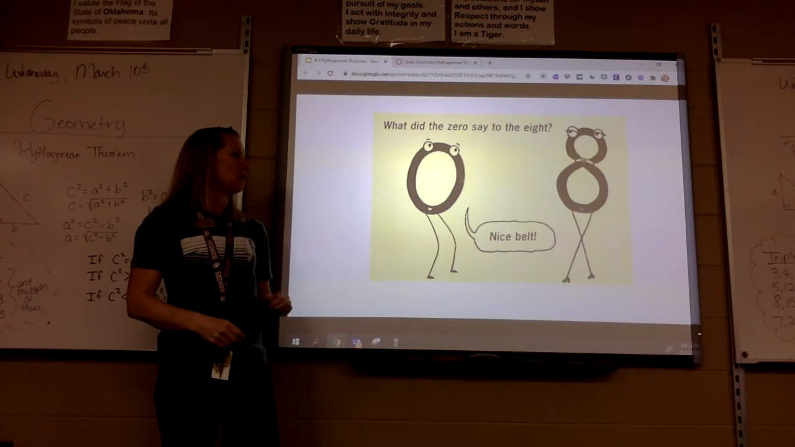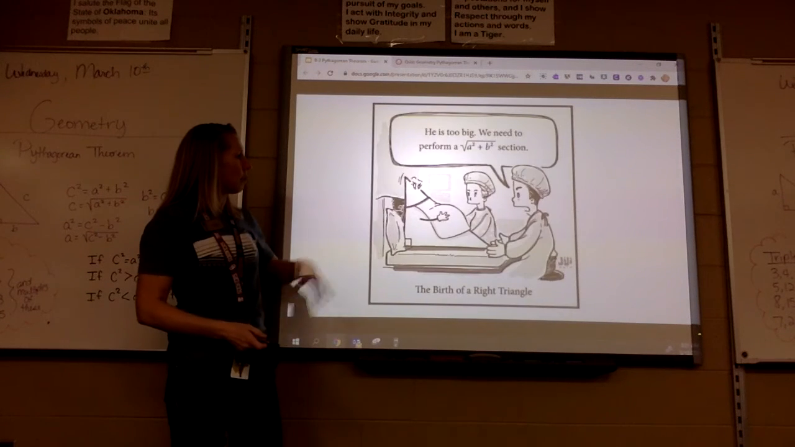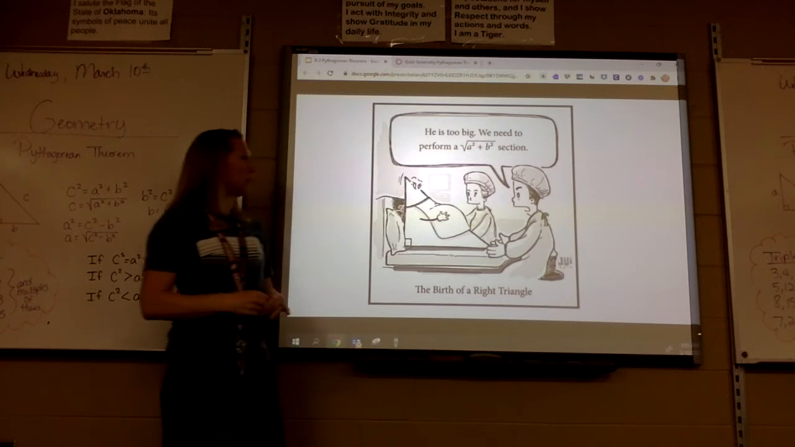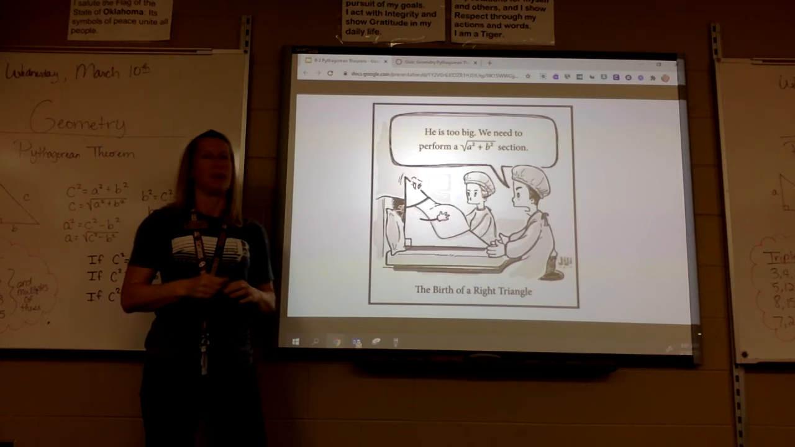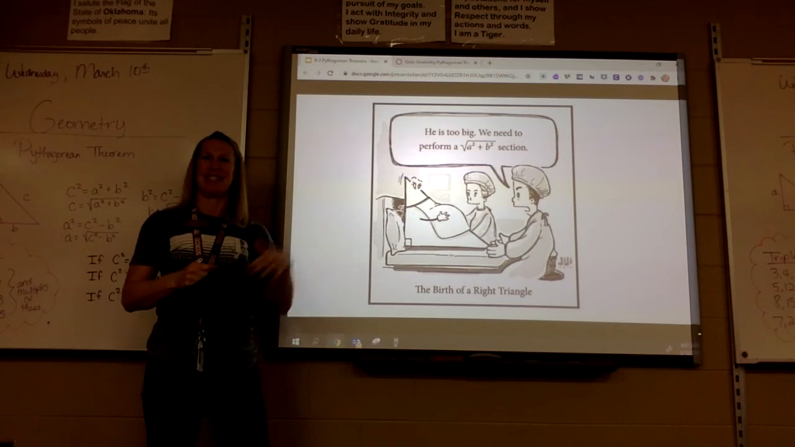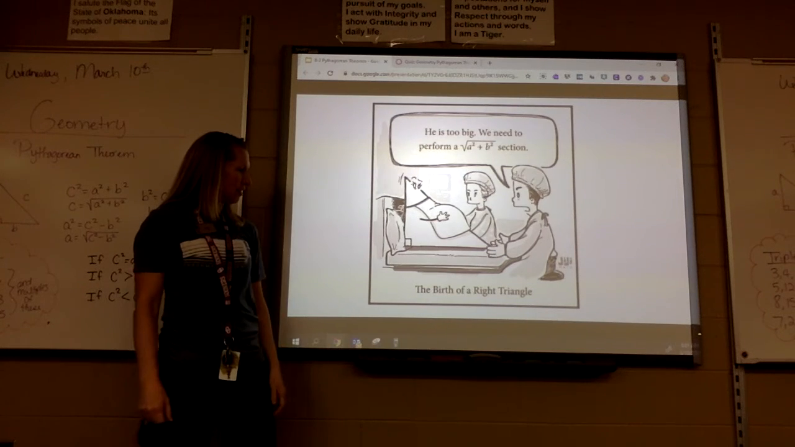What did 0 say to 8? Nice belt. And then I've got my right triangle that's having a baby. It says he's too big. We need to perform a square root of a squared plus b squared. Do you know what that is? C section. Yeah, C section.